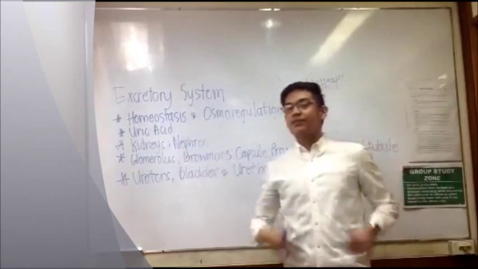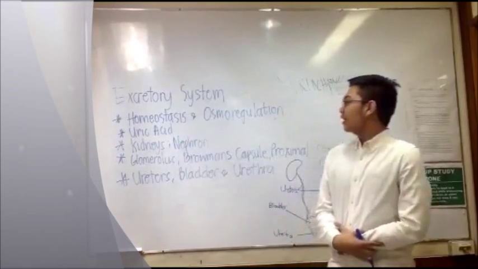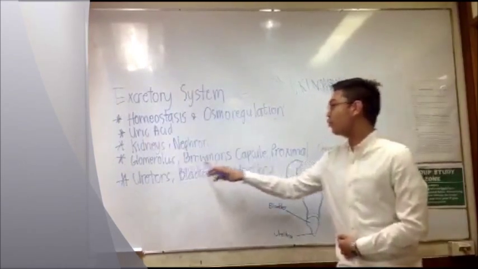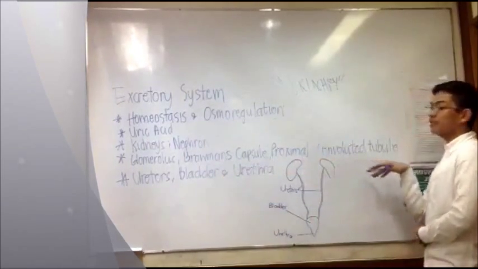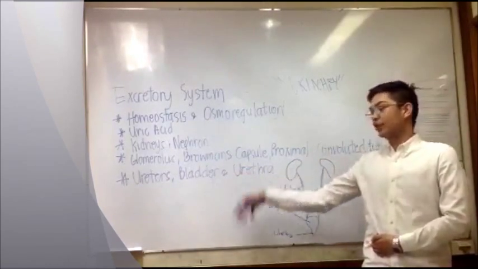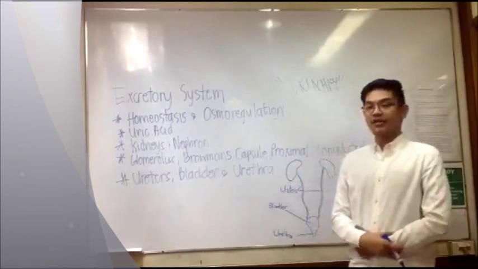The uric acid will be discussed by Sean Junicio. The kidneys, which involves nephron, will be discussed by Paolo Estupigan. The glomerulus, Bowman's capsule, and proximal convoluted tubule will be discussed by Jason Magbanwa. And the ureters, bladder, and urethra will be discussed by Patrick Rodriguez.